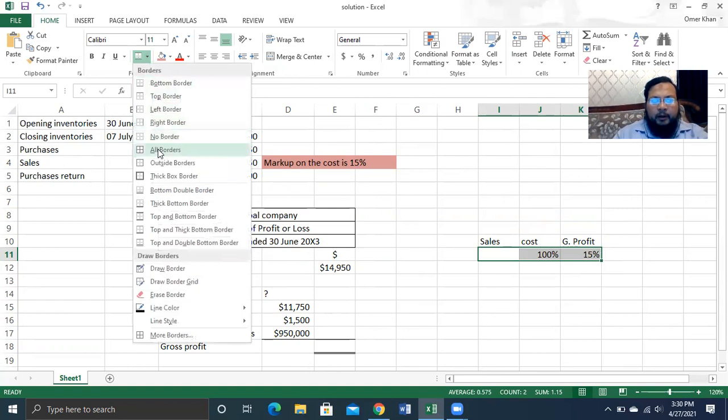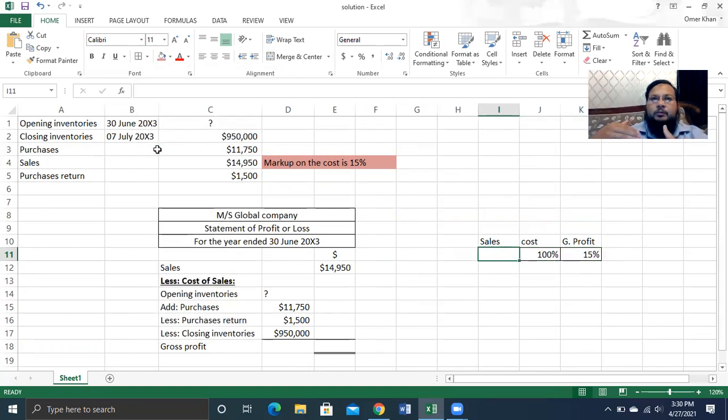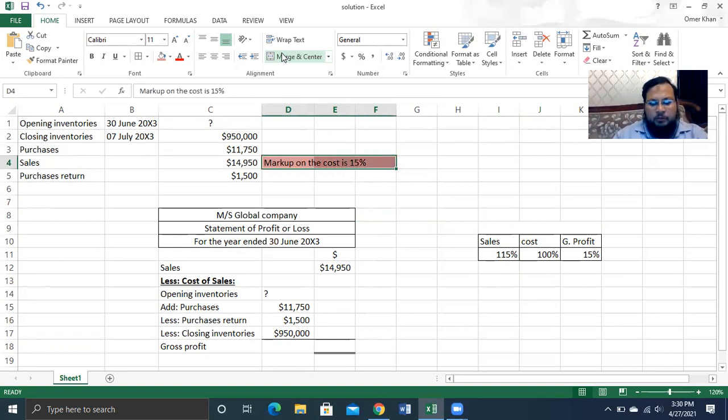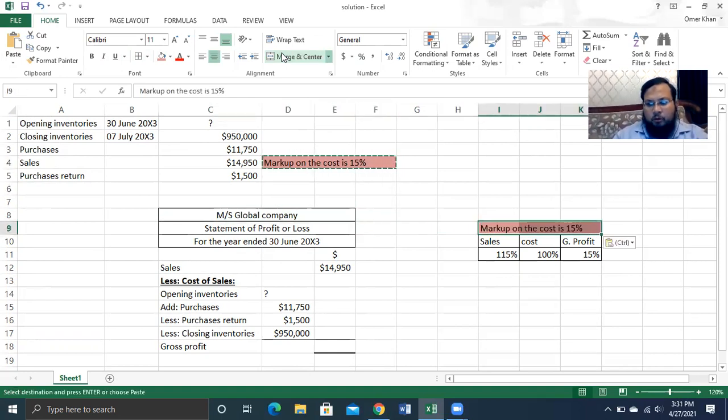because in this question the markup is given. So markup means that you are adding this much profit on cost. So you are adding 15% on the cost, which is 100%. So your total sales will be 115%. So once you are done with this information, then you can easily find out the gross profit. I am repeating again, because the information says that the markup is given, and markup means that you are adding this much percentage on the cost. So your cost will always be 100%, and your profit will be 15%. So your sales will be 115%.